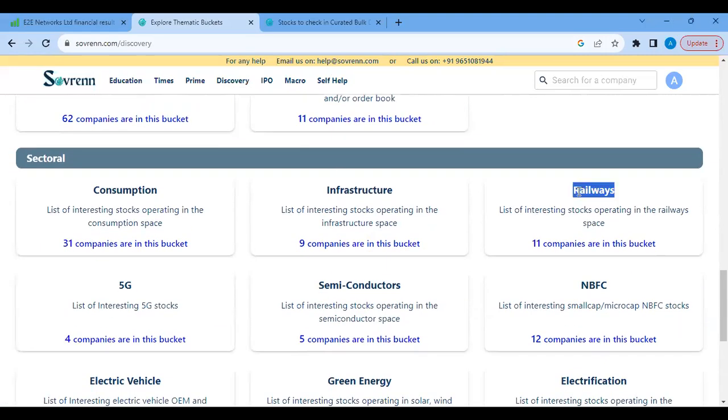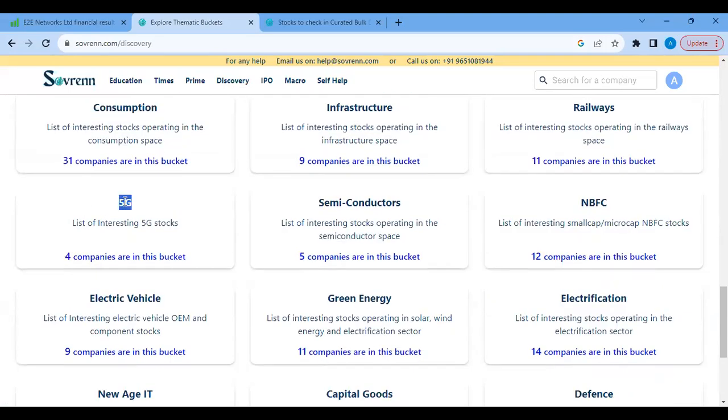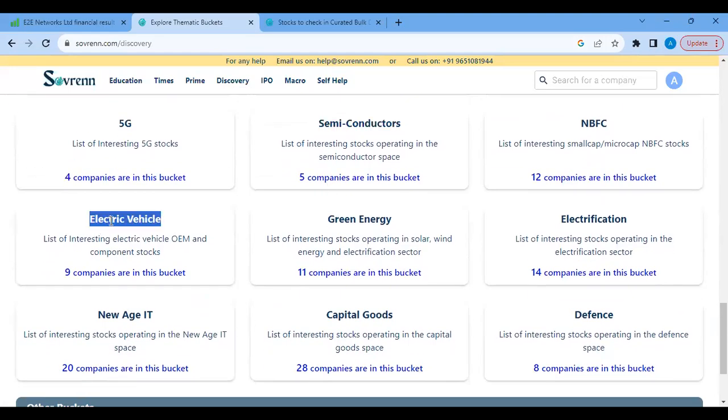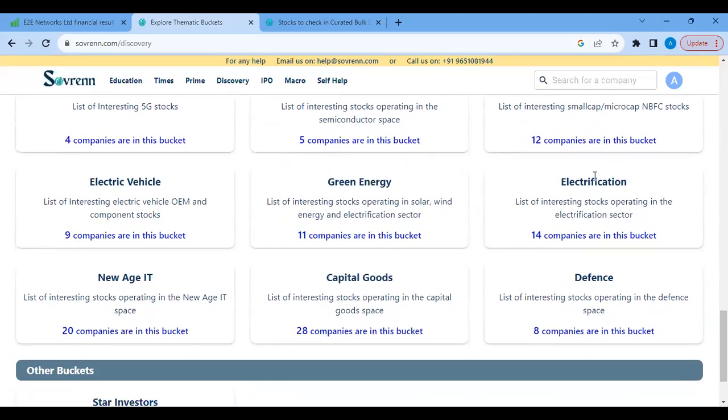Railways is emerging. Consumption is emerging. 5G is emerging. Semiconductor emerging. Electric vehicle emerging. SME lending emerging. Clean energy emerging. Electrification emerging. Defense, AI, capital goods, all are emerging. Right?